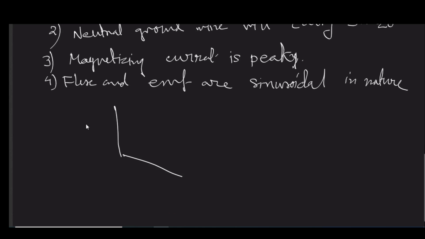Like if you have a star-star connection, if you ground one of them like this, what would happen? Can this phase voltage be anything other than a sinusoidal one? Because the neutral point potential is constant.